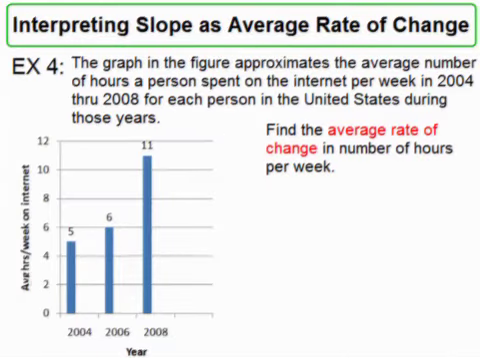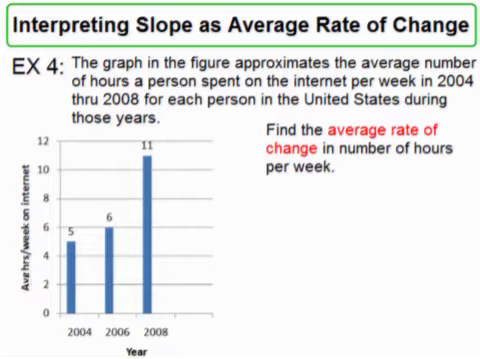The last example we'll look at is interpreting slopes as an average rate of change. Example 4. The graph in the figure approximates the average number of hours a person spent on the internet per week in 2004 through 2008 for each person in the United States during those years. We are asked to find the average rate of change in number of hours per week.